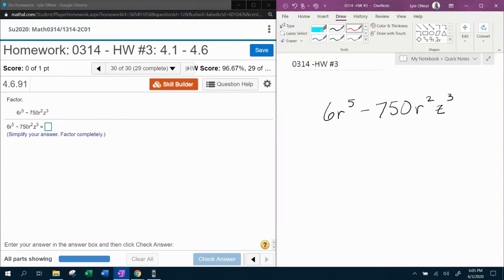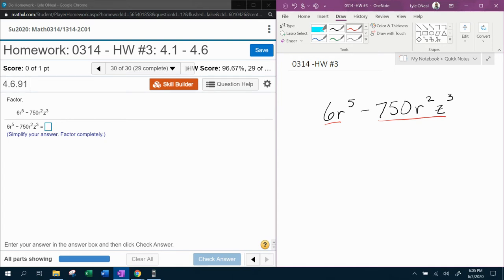Last problem, problem number 30 from our 0314 homework number 3 in MyLab Math, and the instructions say factor. So again, the first thing we realize is that we have only two terms. Now this second term, the 750 r squared z to the third, has a lot of factors, but that is only one term. So this is a binomial.